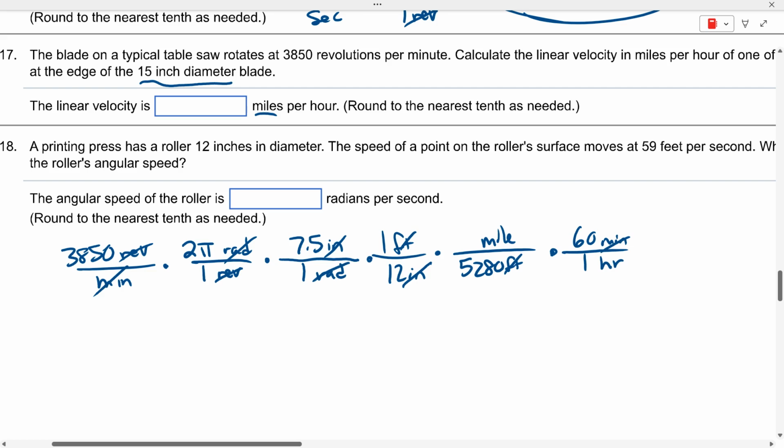So you take this number times this number times this number times this number. Press equals. Divide by 12. Press equals. Divide by 5280. Press equals. And we should get miles per hour. And since that's going 3850, it's going pretty fast. I would think it's over 100 miles an hour, but I'm not sure.